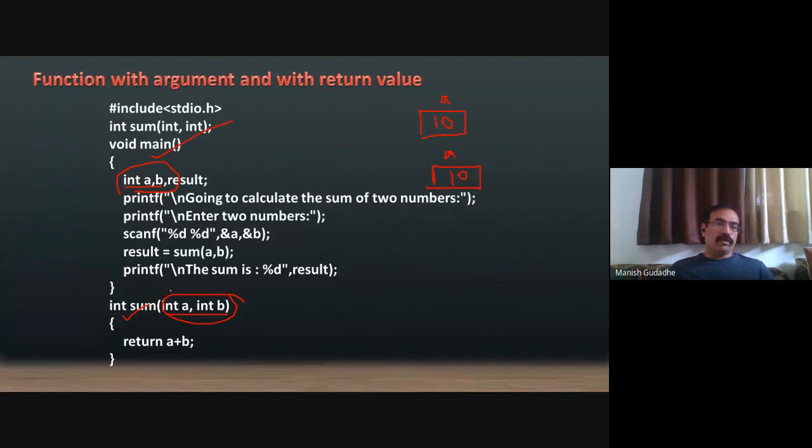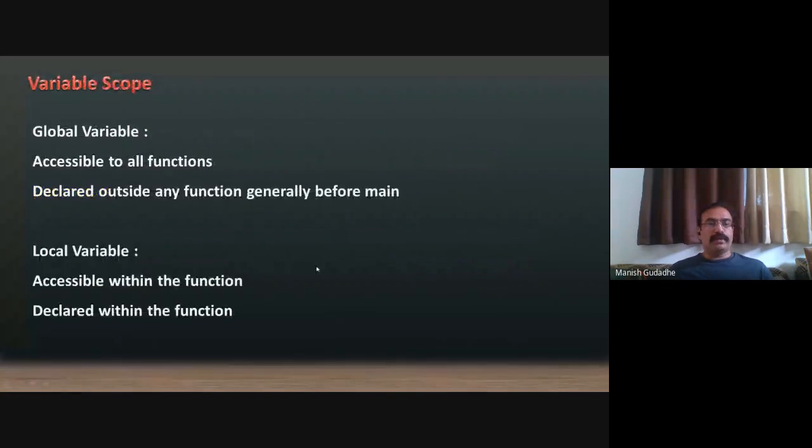But when I talk about global variables, those global variables are accessible to all functions. That's why they are not declared within any function. They are declared outside the function, and generally before main, so that all the other functions can make use of them, and all the other functions can alter them. It can be used everywhere. So that is a global variable.